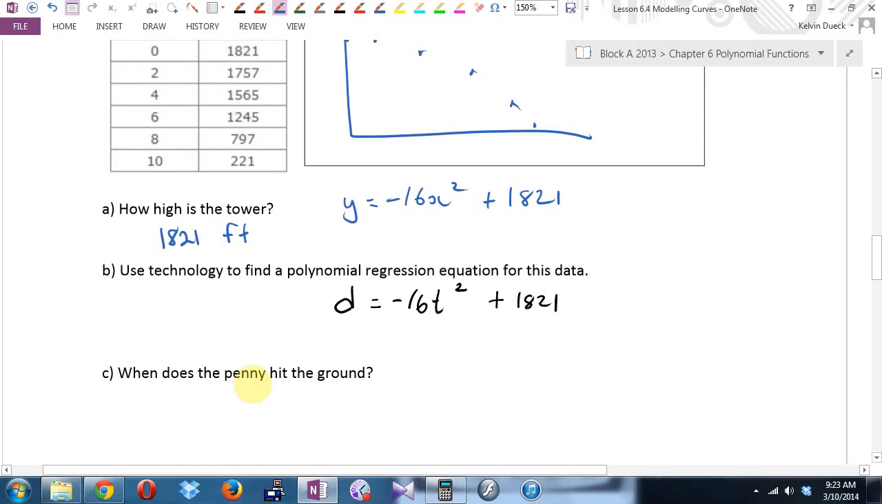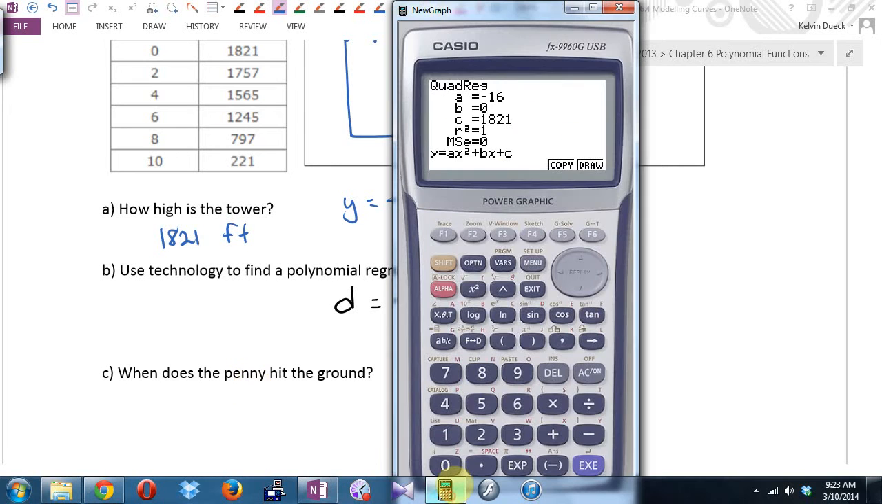Caitlin, what's part C asking me to find? How the heck can I do that? Table actually won't get me there. First of all, I do want to copy the equation. So I've copied it. Table is good if they give me a time and they want a height. But you'll notice in part C, it's giving me a height. How high is the ground? 0. And it wants a time.